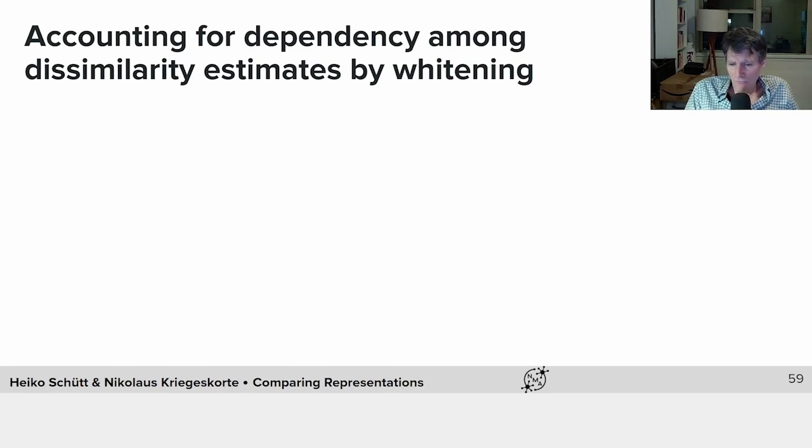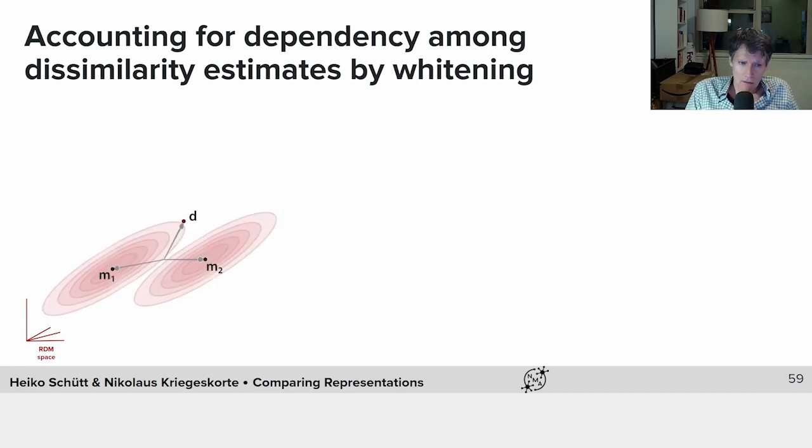Now, this might seem familiar. We just talked about whitening in the context of response pattern variability, noise in the space of the neural responses. Now we're talking about noise dependency in the space of RDM estimates. So we're talking about the space that the RDMs live in. So this space has one axis for each dissimilarity, so one axis per pair of stimuli. And a point in this space is an RDM.